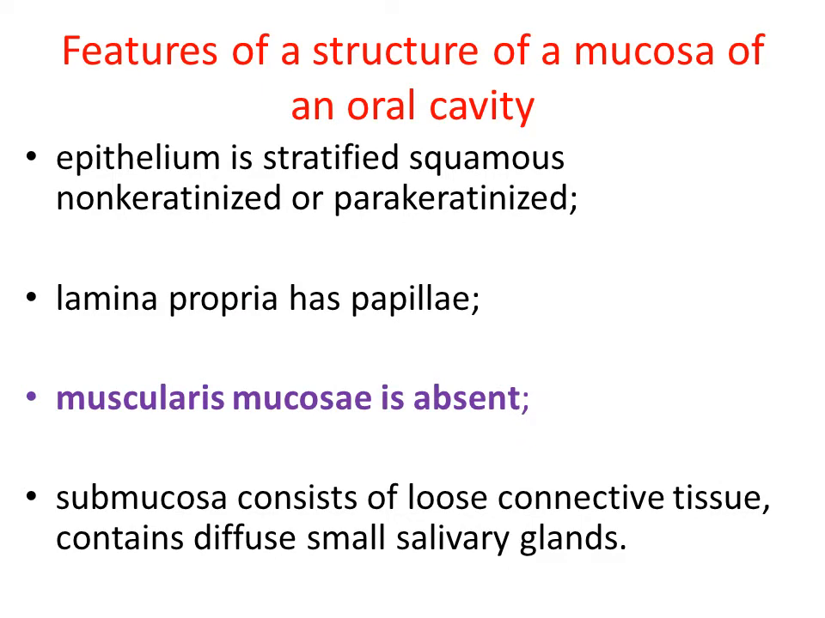Features of the structure of the mucosa of the oral cavity. First of all, the epithelium is stratified squamous, non-keratinized or parakeratinized. Lamina propria has papillae. Muscularis mucosa is absent. Pay attention to it. Submucosa consists of loose connective tissue and contains diffuse small salivary glands. So, non-keratinized or parakeratinized stratified epithelium, papillae in the lamina propria, absence of the muscularis mucosa, and small salivary glands in the submucosa.